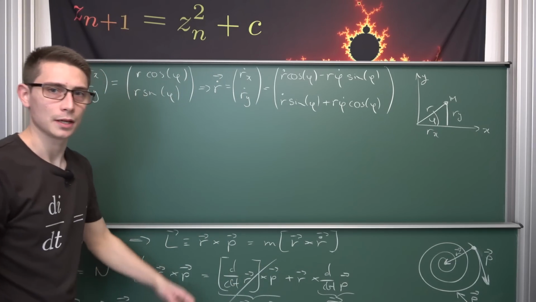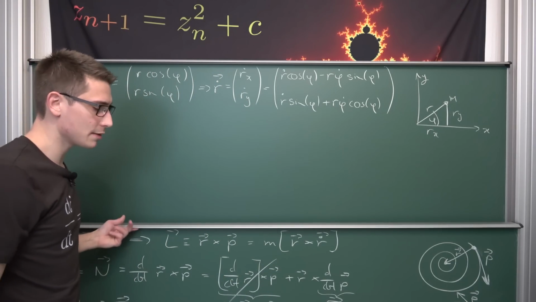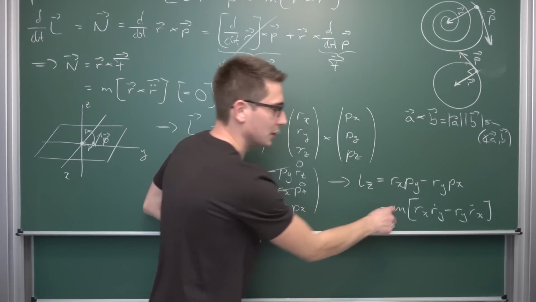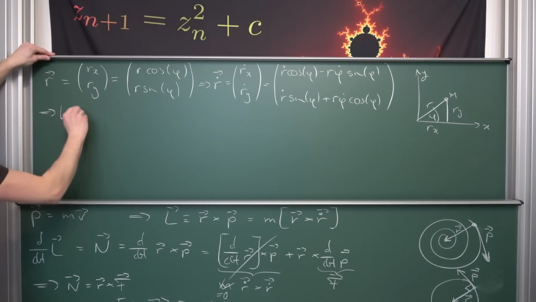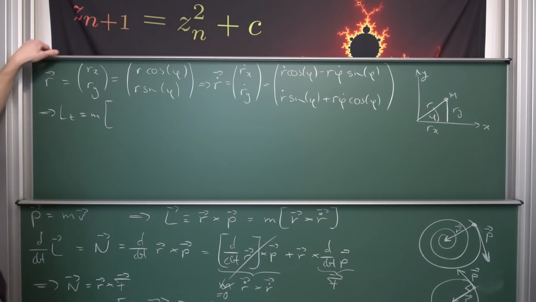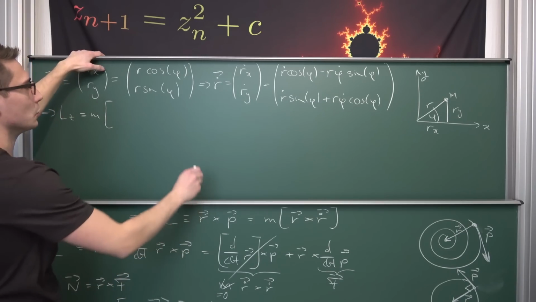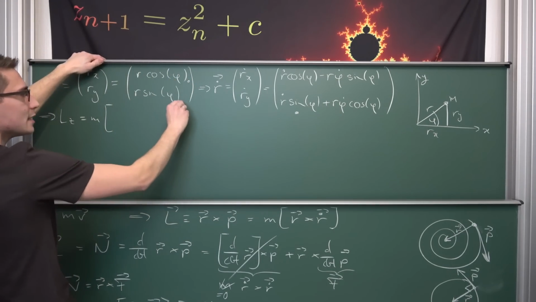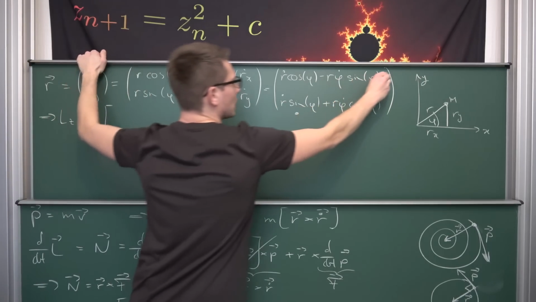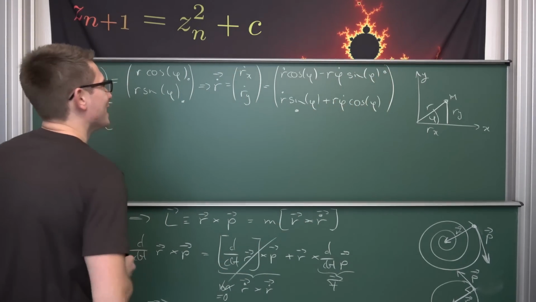And that's it. Now we can start multiplying stuff together, and don't forget your little m that we are having here. Meaning Lz is going to be m times. And now we are going to take a look at this part multiplied with those, and then after that subtracting this part multiplied with those. Let's go ahead and get started.